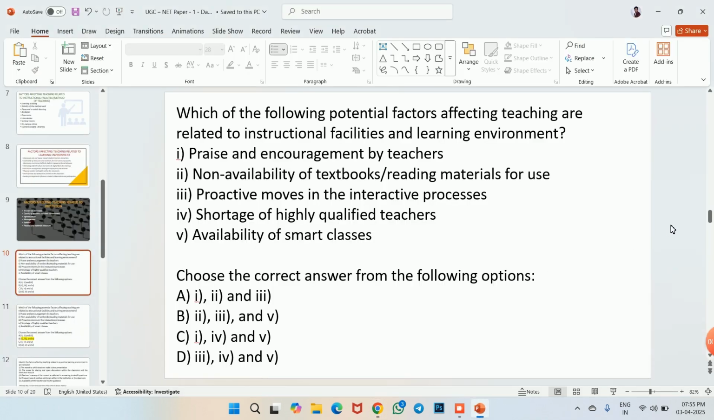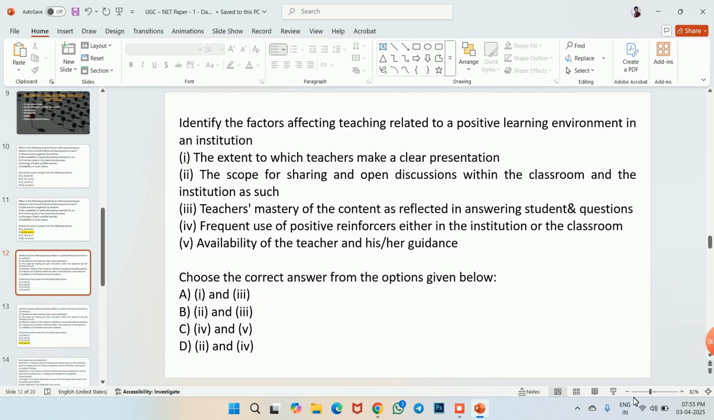So I'm showing the answer here. The answer is B. Okay? I'm sharing the PPT. Now we don't want to discuss. Now moving on to the next question.